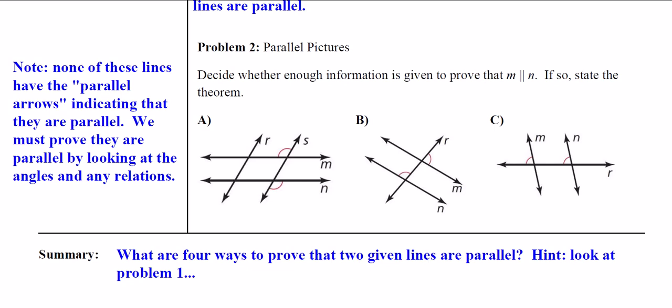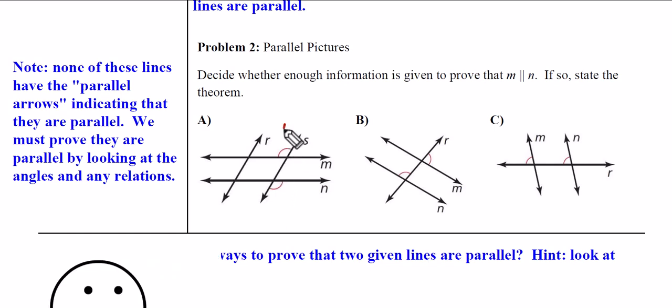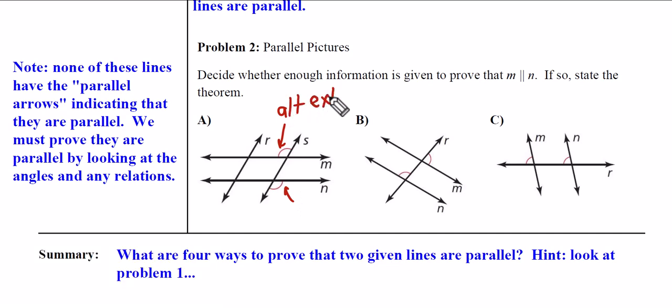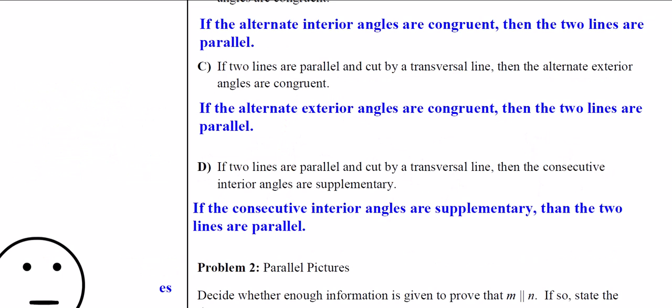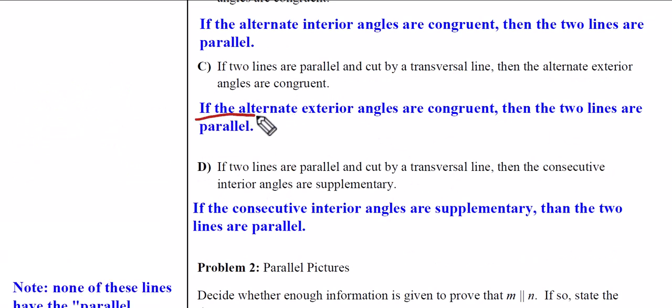So, problem 2. We have some pictures here, and again, note that none of these have the little arrow markings. That means we're starting off these problems not knowing if they're parallel. We're being asked to prove if these are parallel, and if so, what theorem? Well, this angle is congruent to this one. That's what these little arcs mean. It means these two angles are congruent. I notice that these two angles are alternate exterior angles. Based on this converse theorem, if the alternate exterior angles are congruent, then what must follow?